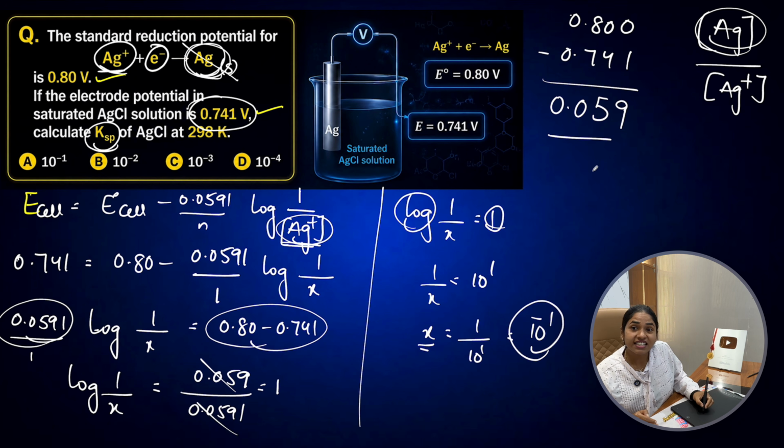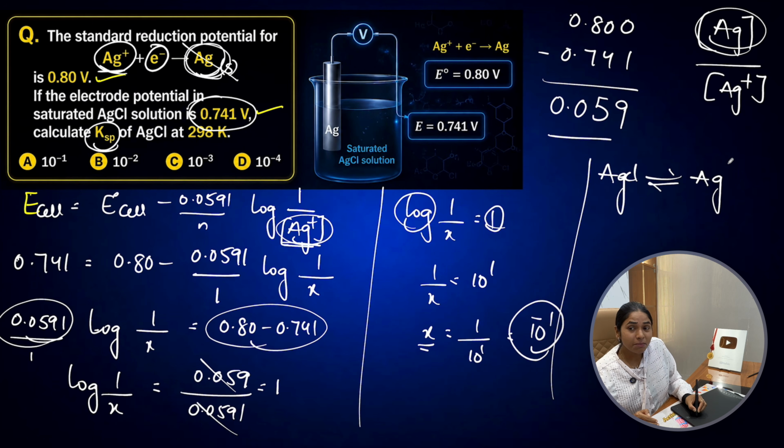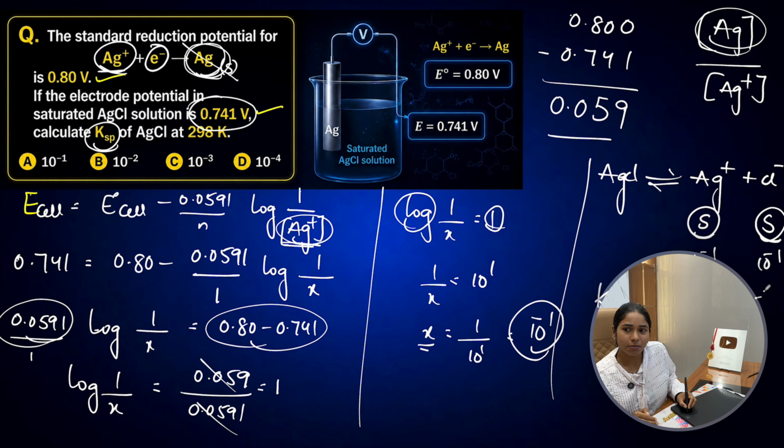For AgCl, how to find the Ksp, students? AgCl breaks into Ag plus plus Cl minus. If its solubility is 10 power of minus 1, this solubility also is 10 power of minus 1. Then the solubility product Ksp is equal to, what is the formula? Ag plus concentration into Cl minus, right? So this is 10 power of minus 1, this is also 10 power of minus 1. So in total it will be 10 power of minus 2.